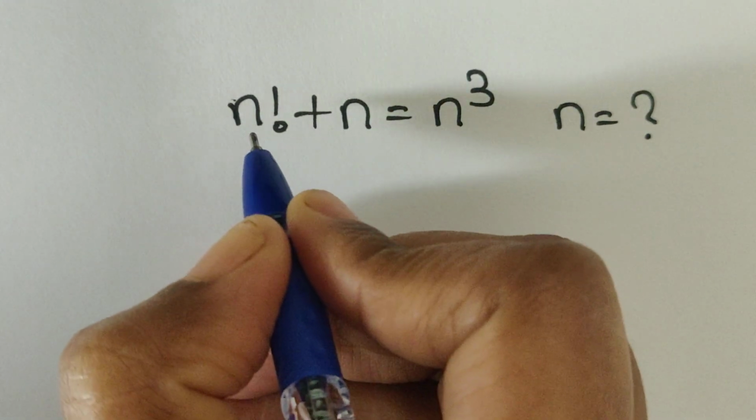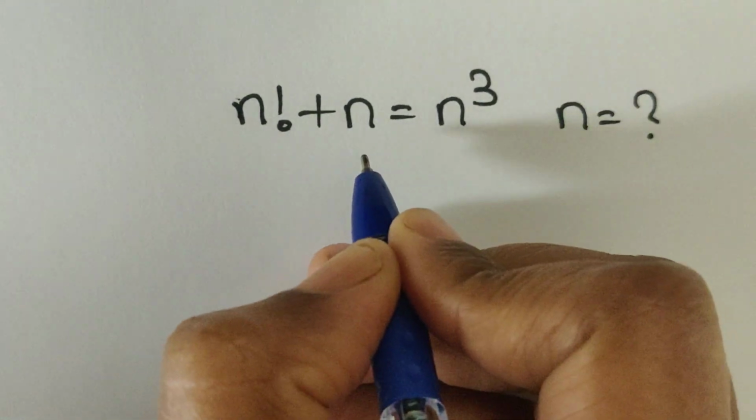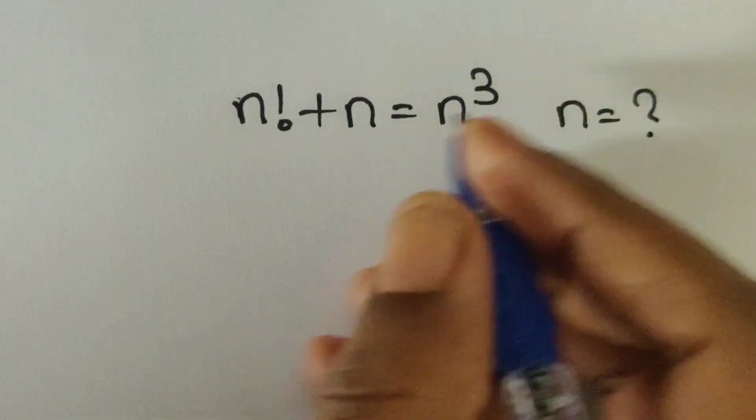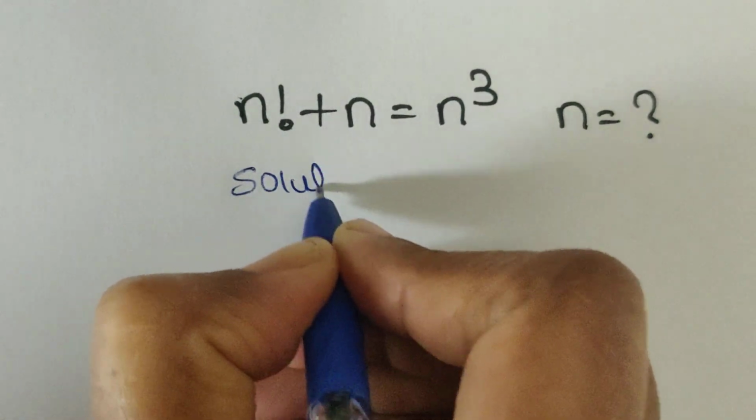Here we have one problem, that is n factorial plus n is equal to n cube. In this problem we have to find the value of n. So how do we solve this problem? Let's see. Solution.